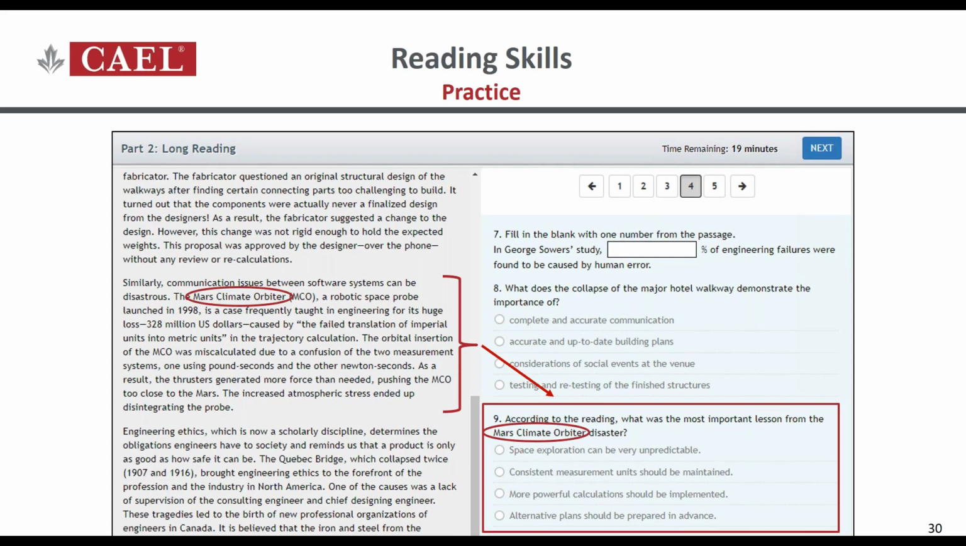And so if we look at the key phrase, the Mars Climate Orbiter, a robotic space probe, blah, blah, blah, what do we need to find out from this information that shows what people learned from this disaster? Can we find this information? Or I guess to be more specific, can we find that information in just one sentence? Is that information right there? Or do we need to read more sentences?